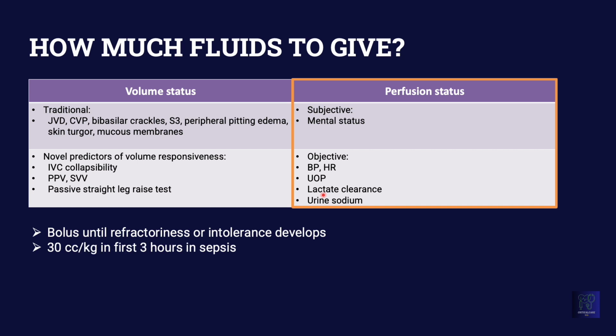In sepsis, 30 cc per kilogram body weight is recommended as the initial guideline, or initial amount of fluids, within the first 3 hours. This is also extrapolated to hypovolemic patients, but again, this is a rough number. Some patients need more than that, some patients need less than that. The key point is to give small boluses, or even 500 to 1 liter boluses.